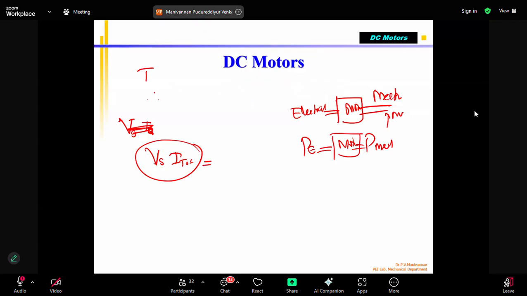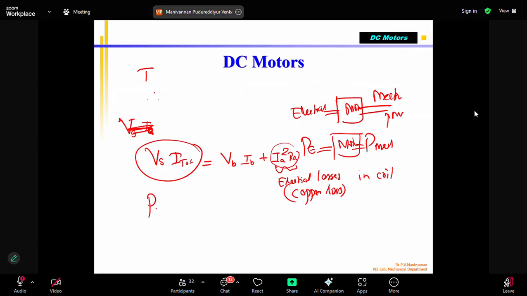So this is equal to Vs into I total, equal to VB into IA plus IA square into RA. This is called electrical loss in the coil, sometimes called copper loss, because the wire is copper with some resistance. If current flows through it, some energy is wasted as heat. That is called I square R loss. This heat is generated and wasted in the motor coil.